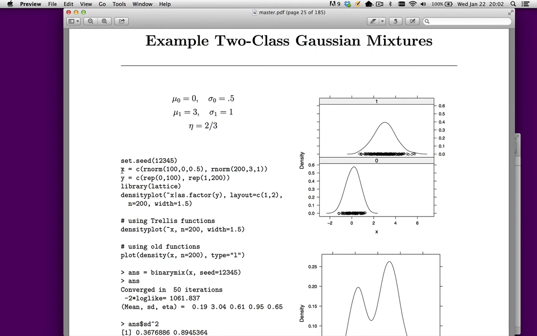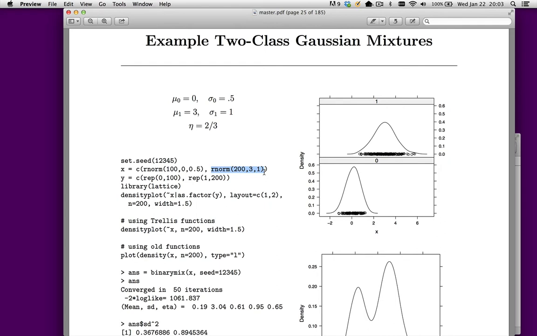So x is going to be a vector with two pieces. We're going to first generate 100 random values with a mean of 0 and a standard deviation of 1/2. And we'll concatenate another 200 values. So this is how I'm going to simulate values from the second distribution being more common. So we'll take 100 from the 0 distribution, 200 from the 1 distribution. This has a mean of 0, standard deviation of 1.